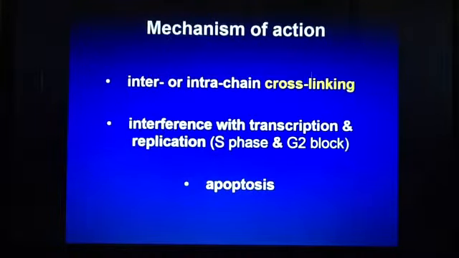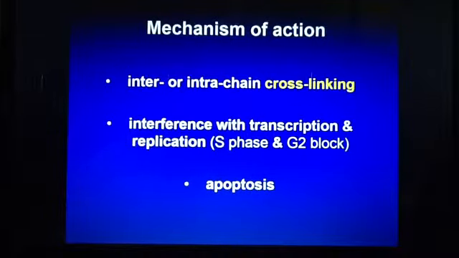Mechanism of action. So these work by intra-chain cross-linking. So the interference with transcription and replication during the S phase and G2 block. This is when these are working during the synthesis phase. So we're talking about right before mitosis. So G2 is right before mitosis, which will lead to apoptosis.